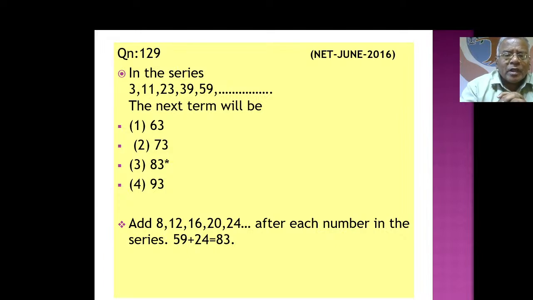Just to see what is the difference between the first 2 numbers, 3, 11, 8. What is the difference between 2 and 3 numbers? That is 12. What is the difference between 23 and 39? That is 16, right? And what is the difference between 39, 59? That is 20. So automatically what should be the next number? See, 4, it's an addition of 4. 8, it's a multiple of 4. Multiple of 4.